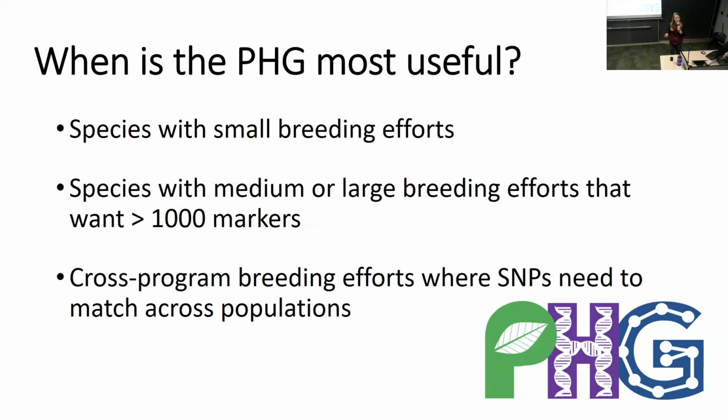And then the third is, if we're working in a breeding program or set of programs and we want to have a consistent set of SNPs, the practical haplotype graph can actually output a consistent SNP set. And so that can help with that kind of consistency as well if we need it.